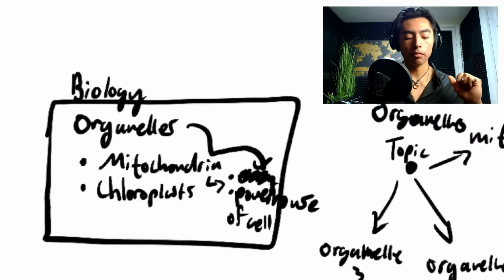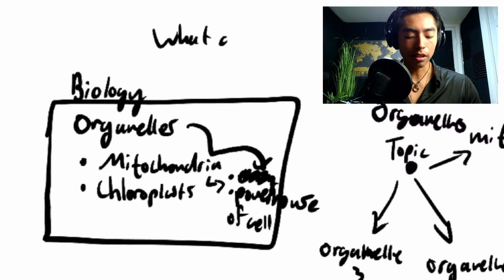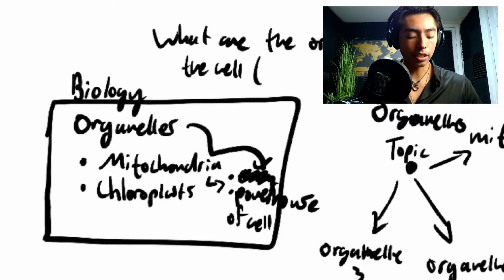I would say, okay, well, mitochondria, which is the powerhouse of the cell, and the chloroplasts, which honestly, I forget what they do. That looks really bad on me. I just know that they make the cell green if it's plants. So yeah, basically that's the question. So what are the organelles of the cell? And you can even do variations of this.